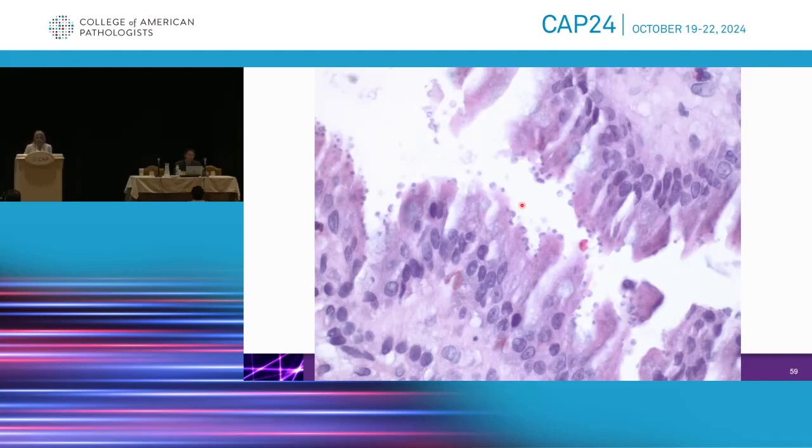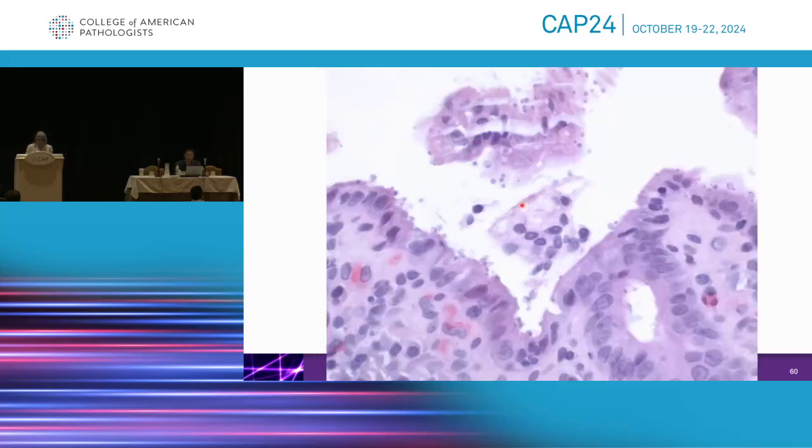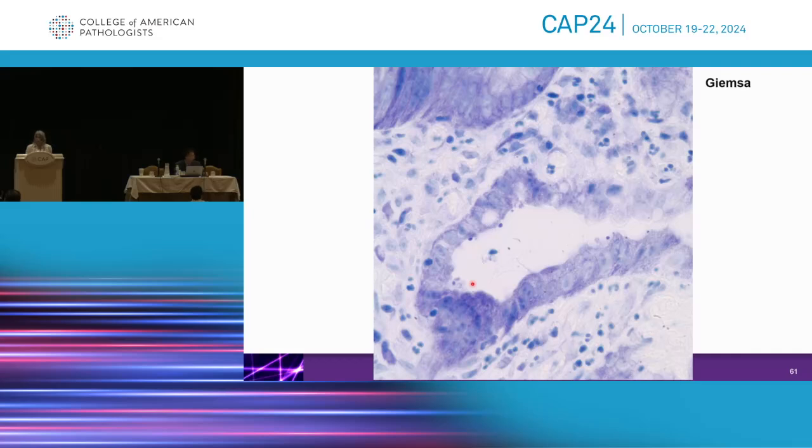ranging from 2 to 5 microns in size, loosely associated with the surface, but also within the epithelium. That's quite characteristic of Cryptosporidium parvum. And you can see that even more in this focus here. There's more epithelial injury and mucin depletion, and the organisms are more abundant in this focus. Giemsa stain is quite helpful for staining these organisms.